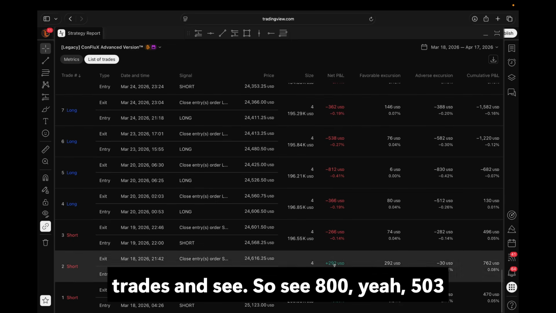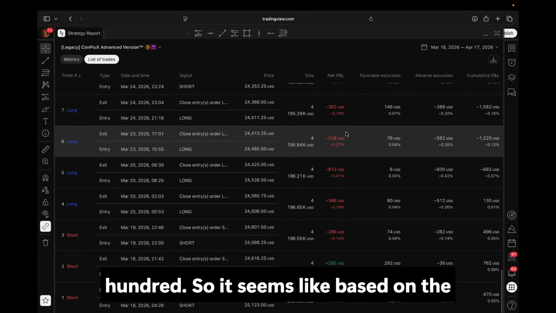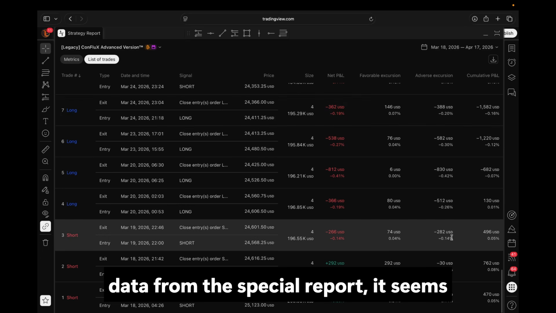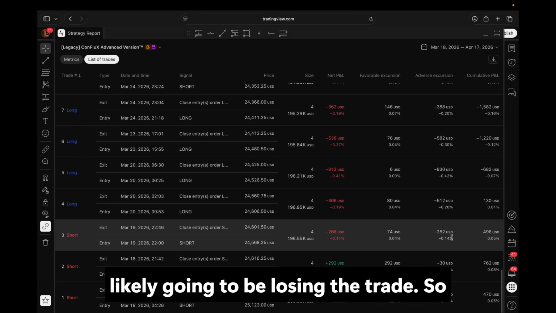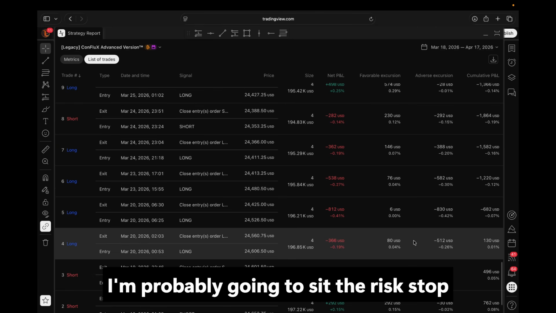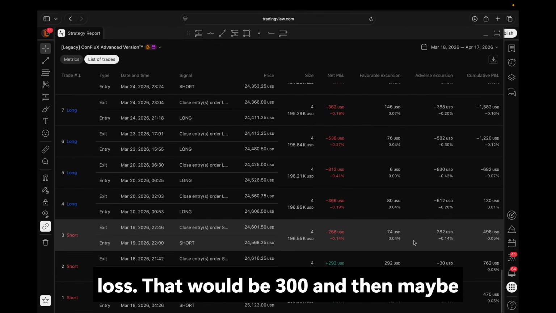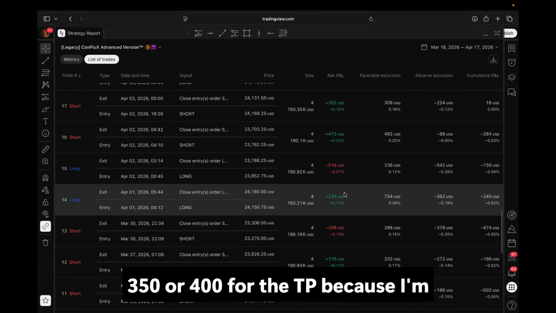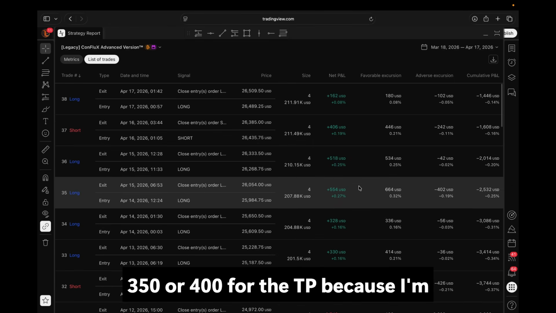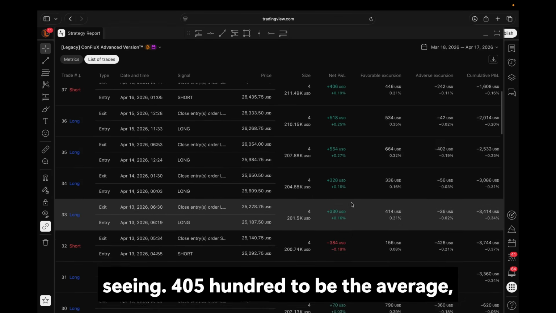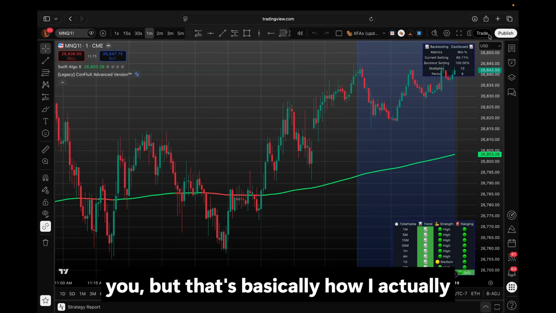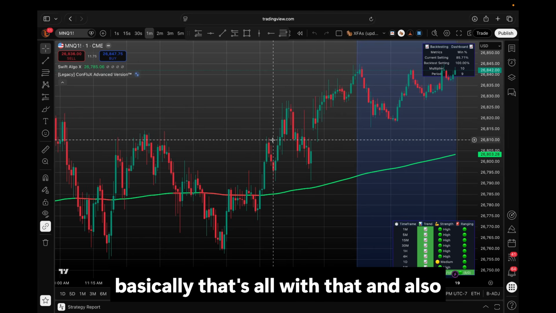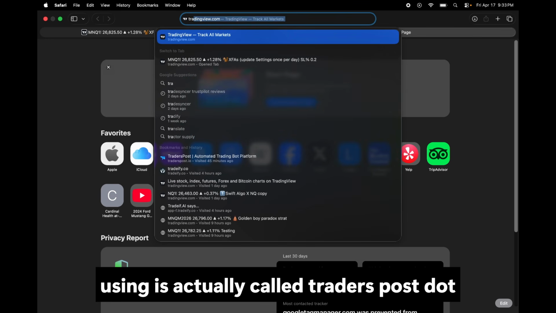I may do maybe 350 for the take profit, but you look at these trades and see, 800, 500, 300. Based on the data from the strategy report, if I'm down 300, I'm most likely going to be losing the trade. So I'm probably going to set the risk stop loss to 300, and then maybe 350 or 400 for the TP, because I'm seeing 400, 500 to be the average. That will all depend on you, but that's basically how I utilize the strategy report. But basically that's all with that.